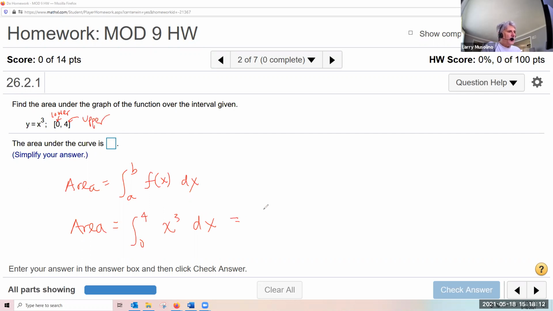So I can easily work out this integral. The integral of x to the third is x to the 4 over 4, because I remember the power rule for integration, which says that the integral of x to the n dx is x to the n plus 1 over n plus 1. And I have to evaluate this from 0 to 4.